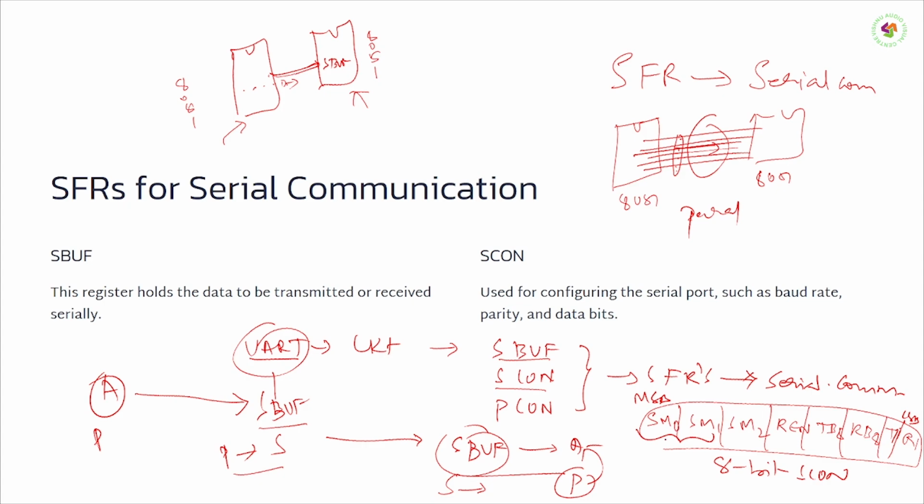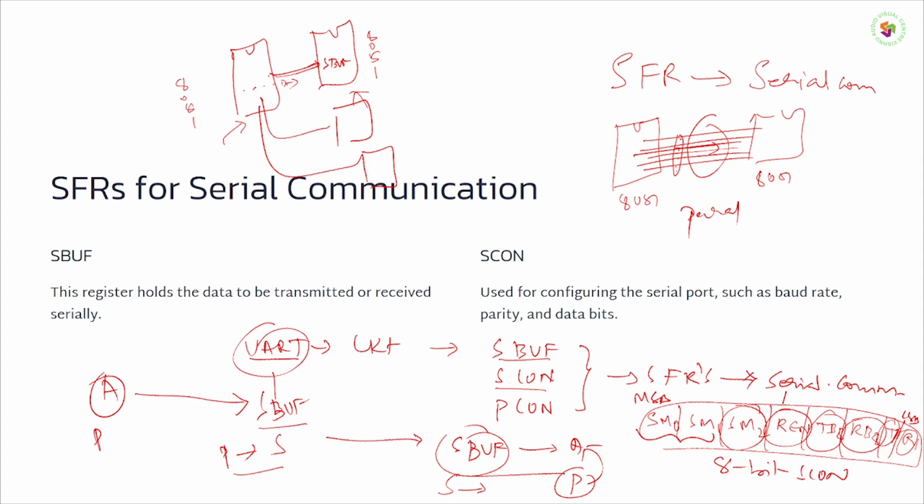SM0 and SM1 select serial mode 0, serial mode 1. SM2, serial mode 2, is used for multiprocessor, multi-device communication. Receive enable, if you enable it, the other device is ready to receive the data. TB8 and RB8 are the transmit and receive 8th bits, and TI and RI are the transmit interrupt and receive interrupt. So, this is generally the structure of the serial control register.